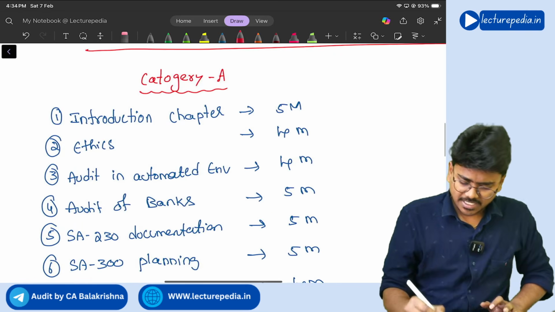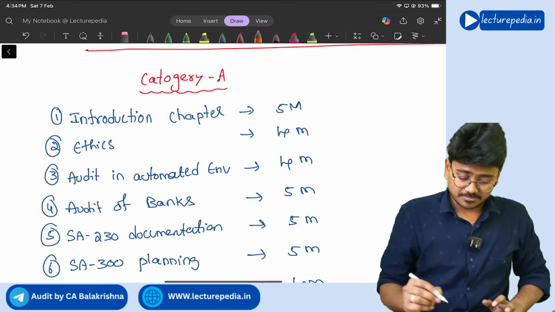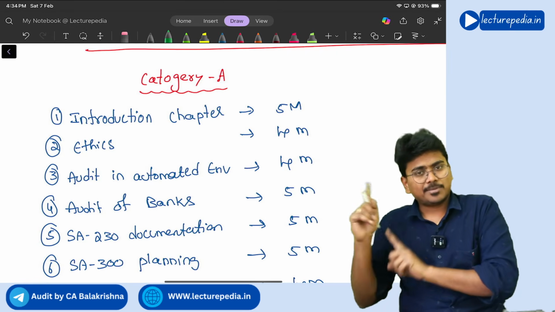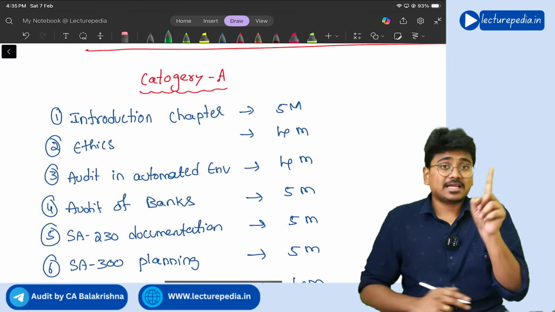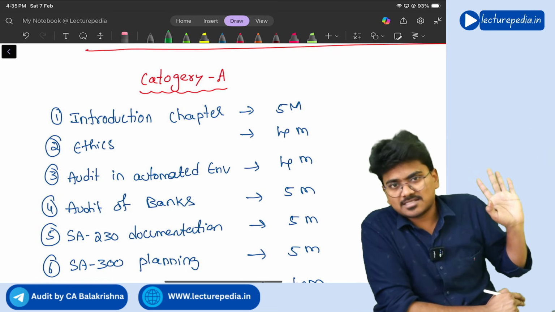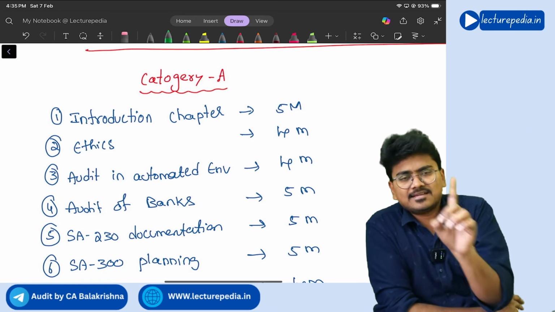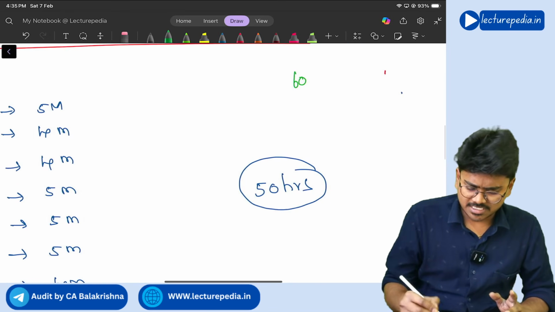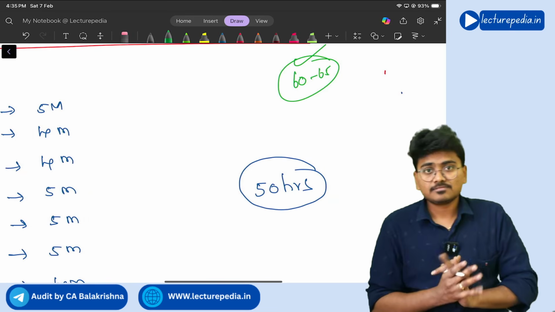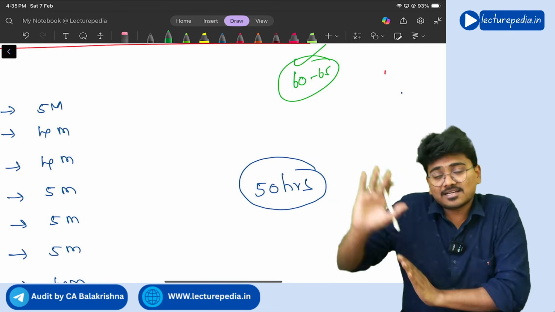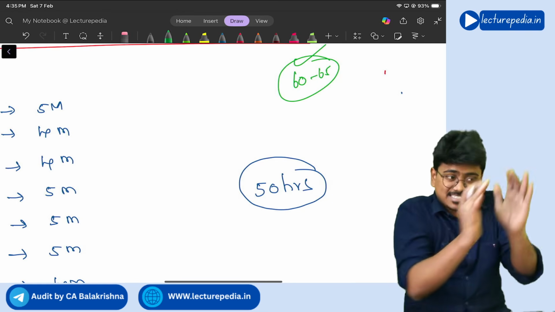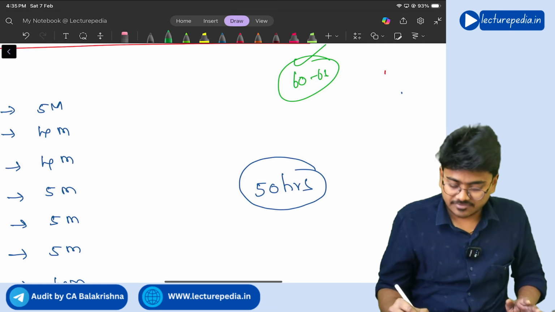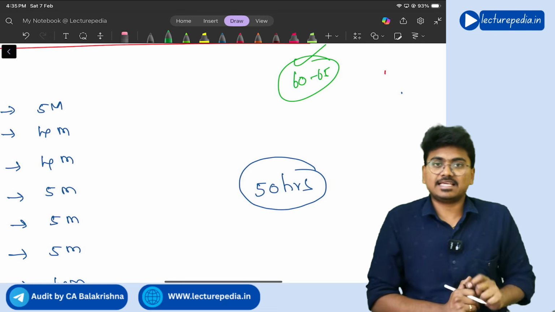Let me tell you firstly, the category A chapters. Just like I'm giving these categories of chapters for the upcoming May 26 examinations, I also gave categories of chapters for the Jan 26 examinations. From A category and B category chapters, 60 to 65 marks came. I'm not talking about MCQs, just theory questions. 60 marks came. Understanding? 60 to 65 marks came from just A category chapters.